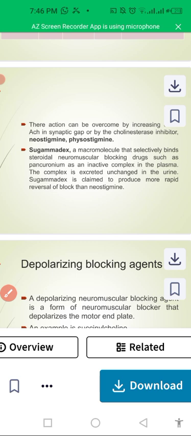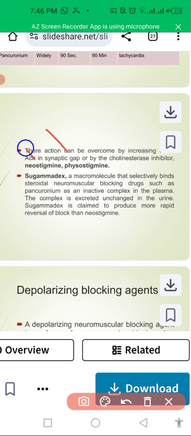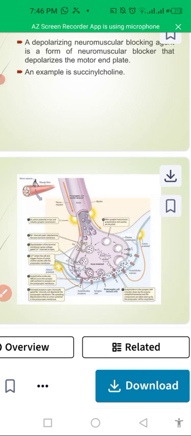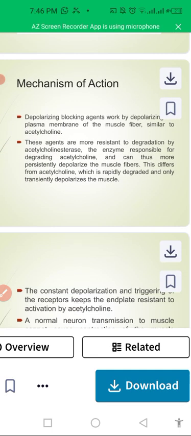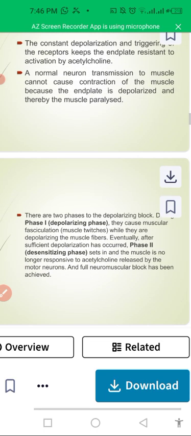So the action of atracurium and these other blockers is inhibited by neostigmine or pyridostigmine. These agents are used for reversal of blockade. That's why they are called reversal agents. There is a different mechanism that I already mentioned, that acetylcholine esterase binding results in reversal.